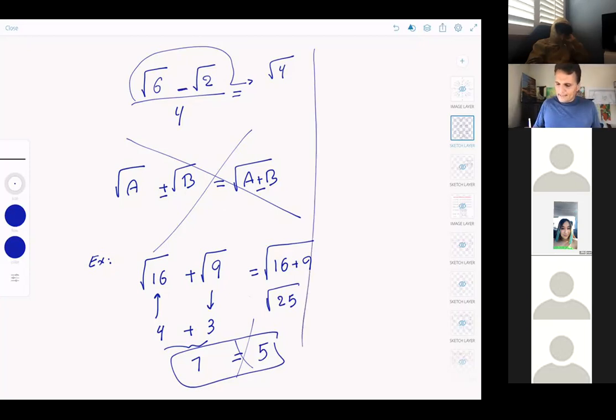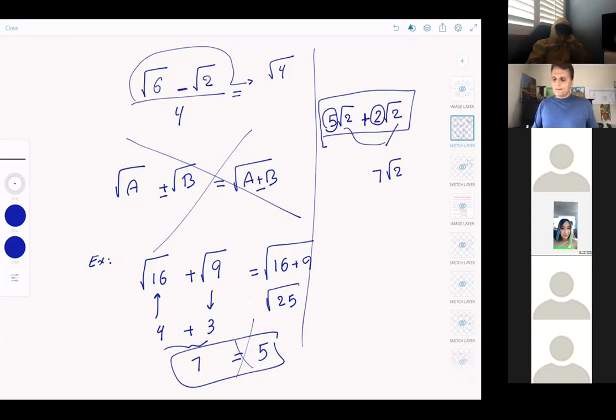However, if we had something like 5 radical 2 minus 2 radical 2, or the plus, we write the radical 2 and add the coefficients. So this is 7 radical 2. All right, Elizabeth? That makes sense.